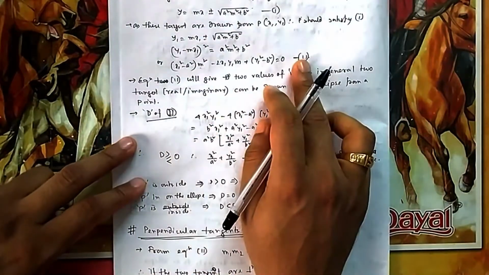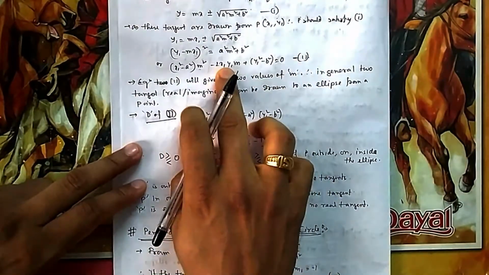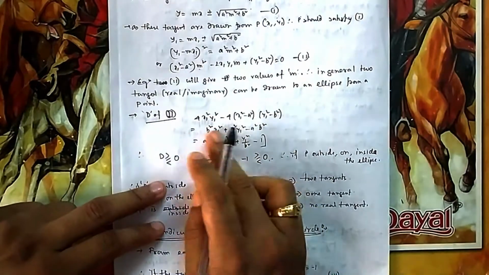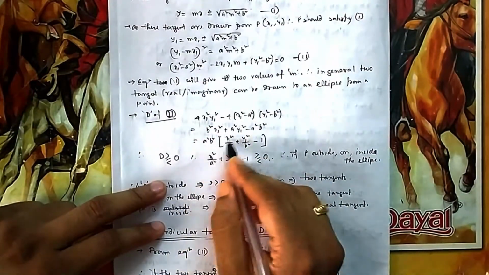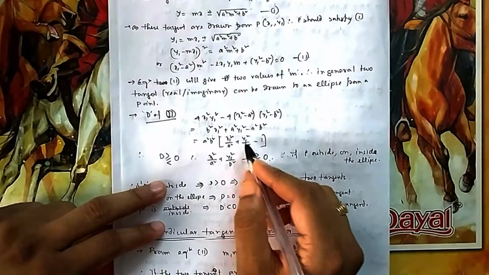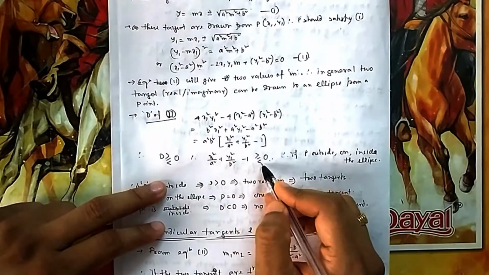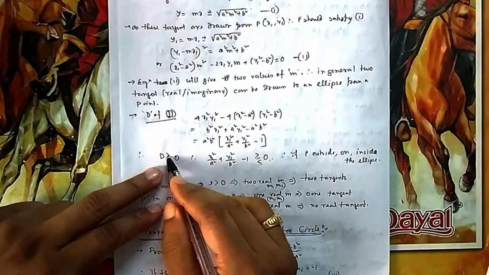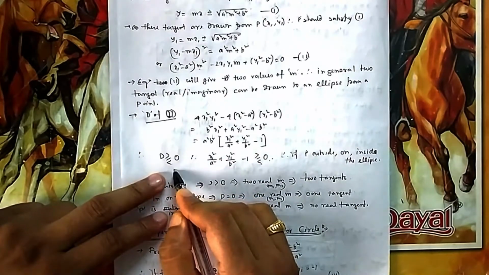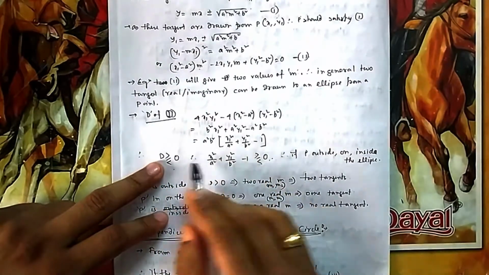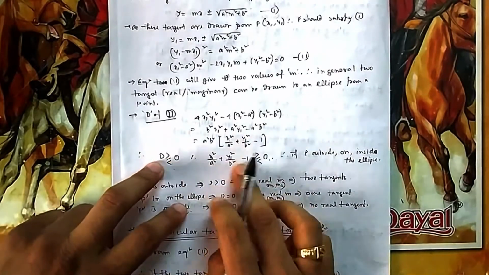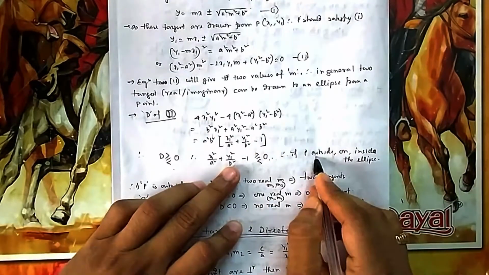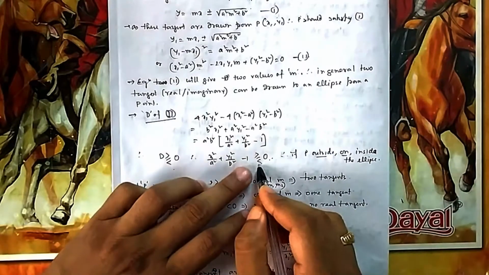What is the discriminant of this equation? It is b square minus 4ac. If you open it up a little bit and take the square, it will look something like this. Now this is greater than, equal to, or less than 0, and your discriminant will be greater than, equal to, or less than 0 accordingly. Greater than 0 means P is outside, equal to means on, less than means inside.